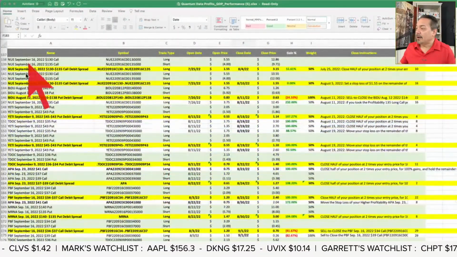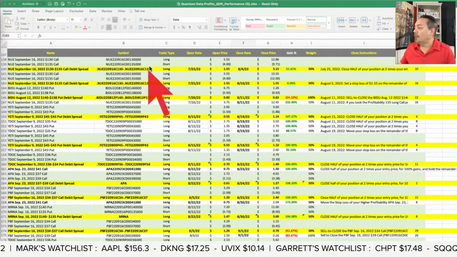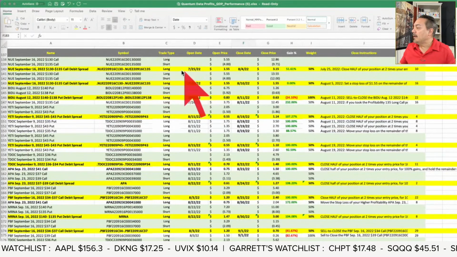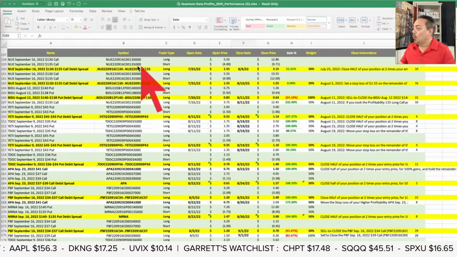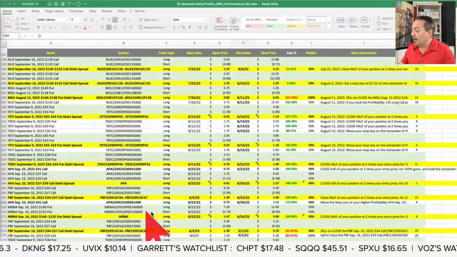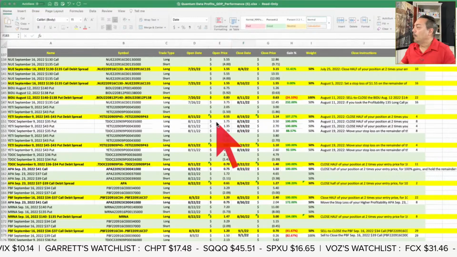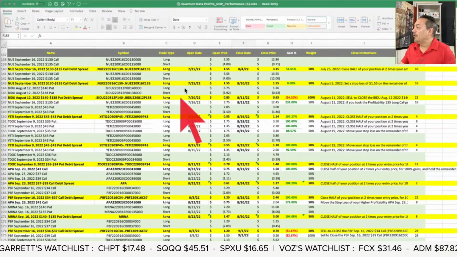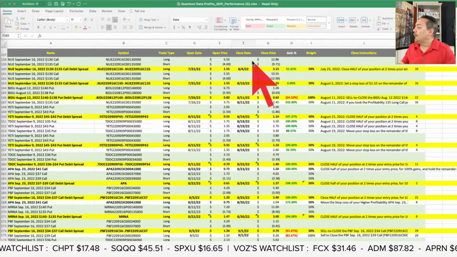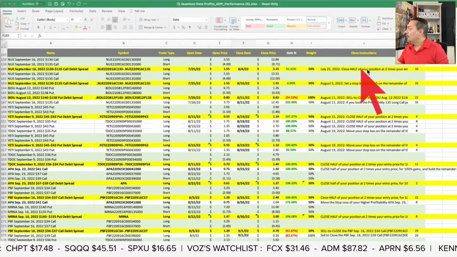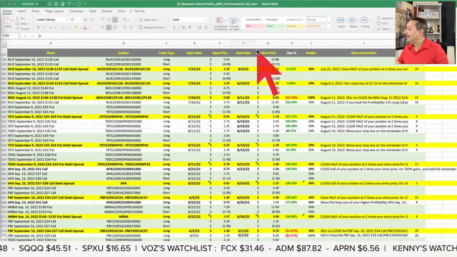You can see there's the trades we did. Symbol, obviously, get that out of the way. But here's our trade types. The ones that I have highlighted are spreads. Everything else outside the highlighted area are simple calls or simple puts. As you can see, we've got our trades in here, our open prices, close date, close price. This is where I really want to go, Eric. I want to go right down in here.